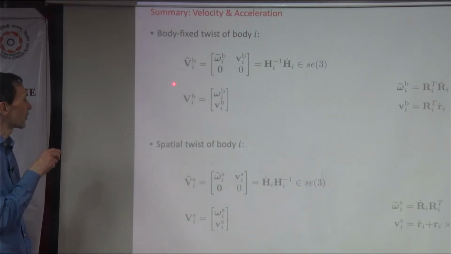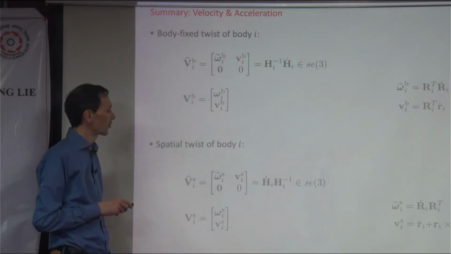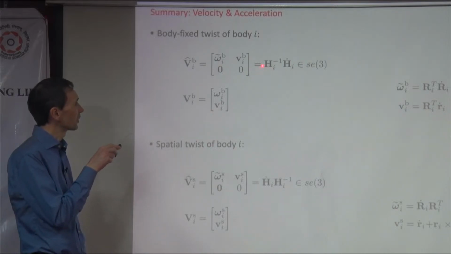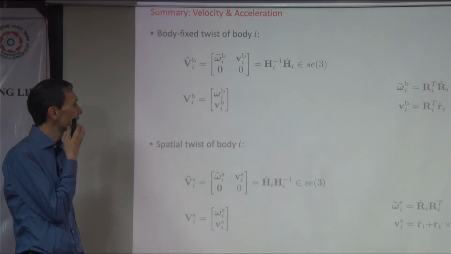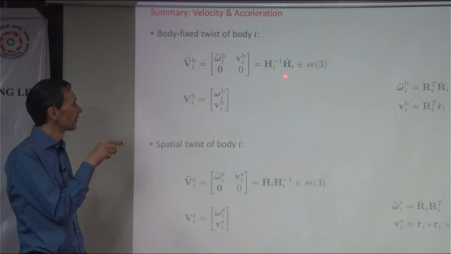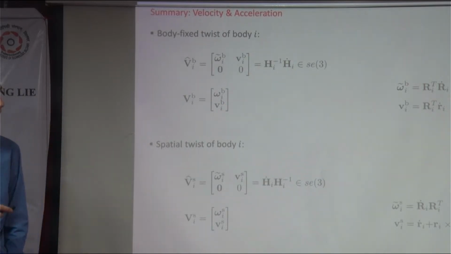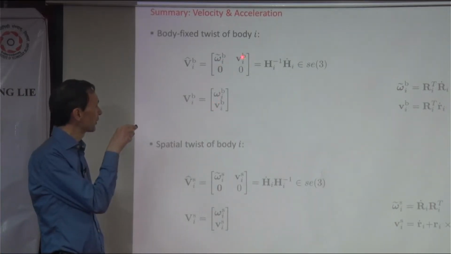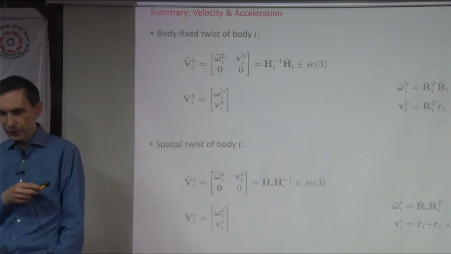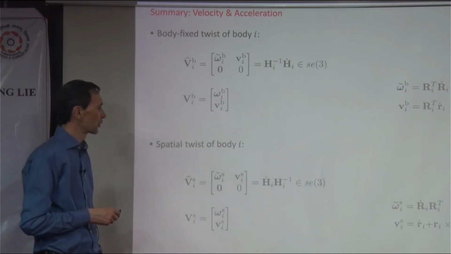Okay, so just to summarize, this is what we had also introduced yesterday: the twist of a body. There is the body fixed version that we introduced by taking the inverse of the homogeneous transformation from body I to the space fixed frame times the time derivative. And this gives you this form of a matrix. As we saw yesterday, this 4 times 4 matrix corresponds uniquely to a 6 vector by taking out the linear velocity vector, and the vector in the skew-symmetric matrix, which is the body fixed angular velocity. And then we have the space fixed version, which you don't really use.